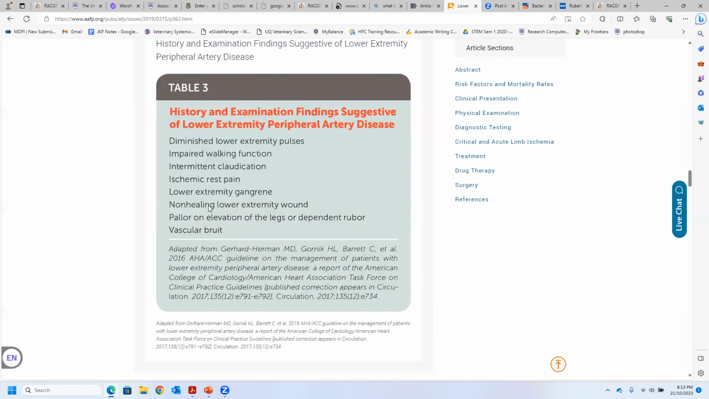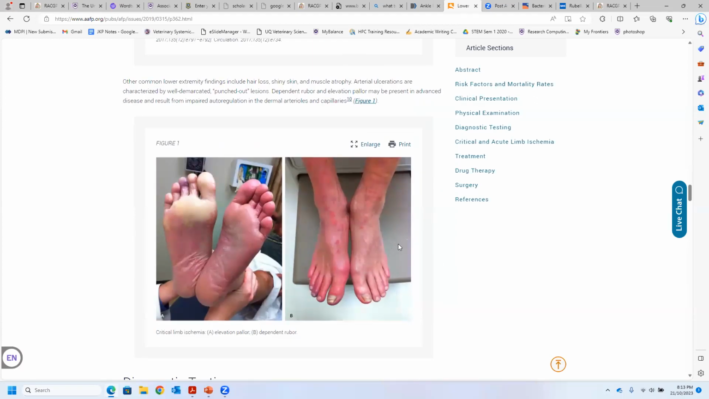I'm just going to go towards the diminished lower extremity pulses, impaired walking function, intermittent claudication, ischemic rest pain, lower extremity gangrene, non-healing lower extremity wound, failure on elevation of the legs, and dependent rubor or vascular bruit. These are the physical findings of it. This is the rubor test.